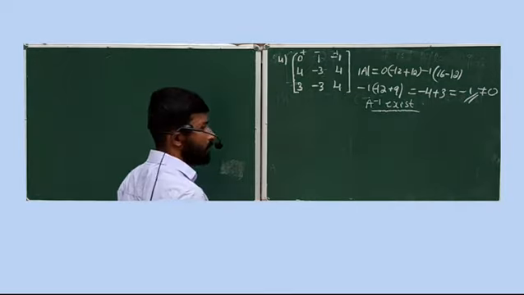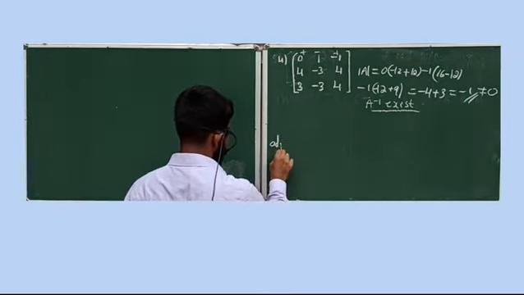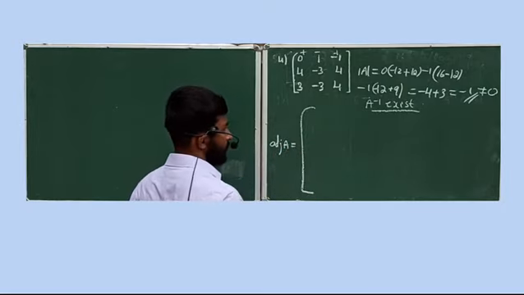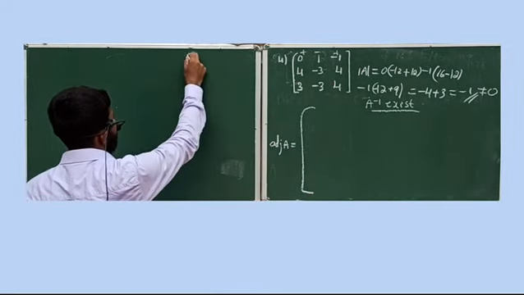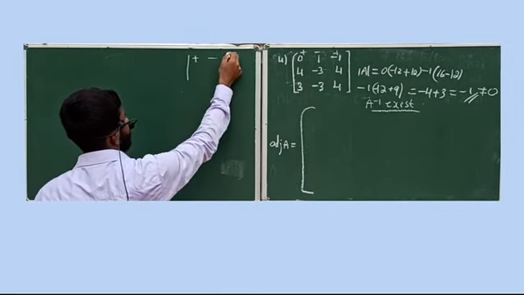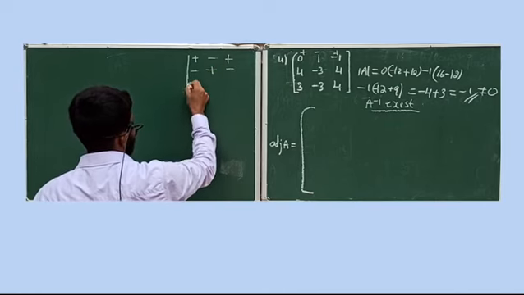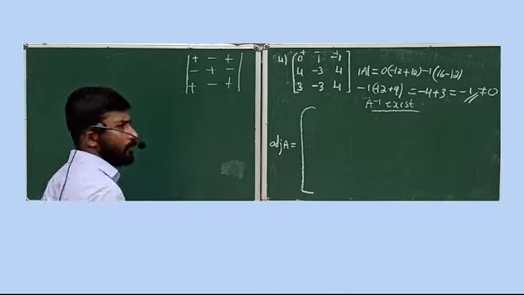Then adjoint of A you need to calculate. Adjoint A is equal to, okay, see what's the procedure? First, alternately plus, minus, plus you need to put, right? Plus minus plus, minus plus minus, then plus minus plus. This sign you need to use.